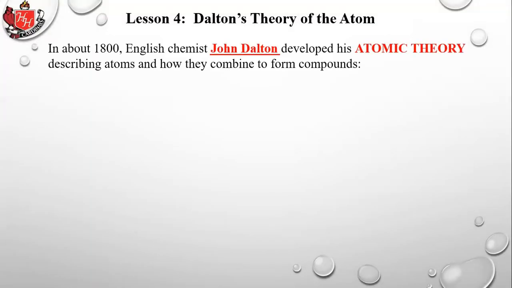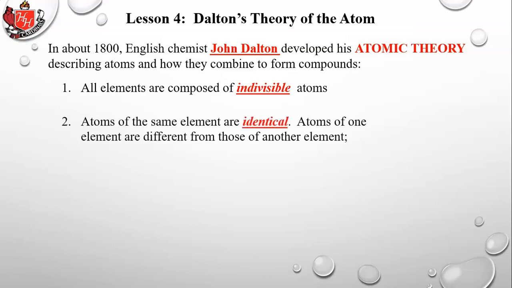So in about 1800, English chemist John Dalton developed his atomic theory describing atoms and how they combine to form compounds. So there are 4 parts to Dalton's theory. All elements are composed of indivisible atoms. Atoms of the same element are identical. Atoms of one element are different from those of another element.